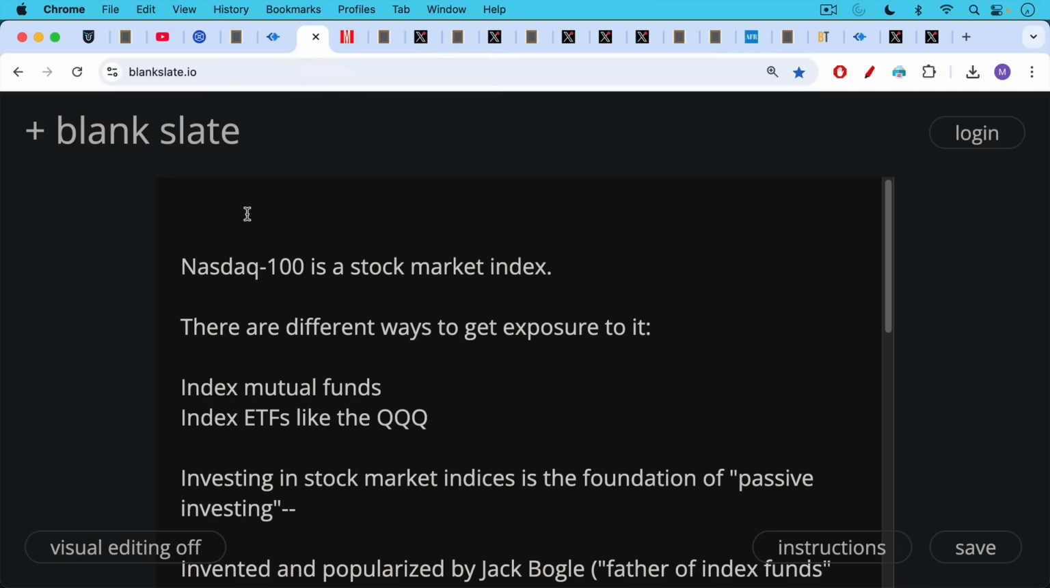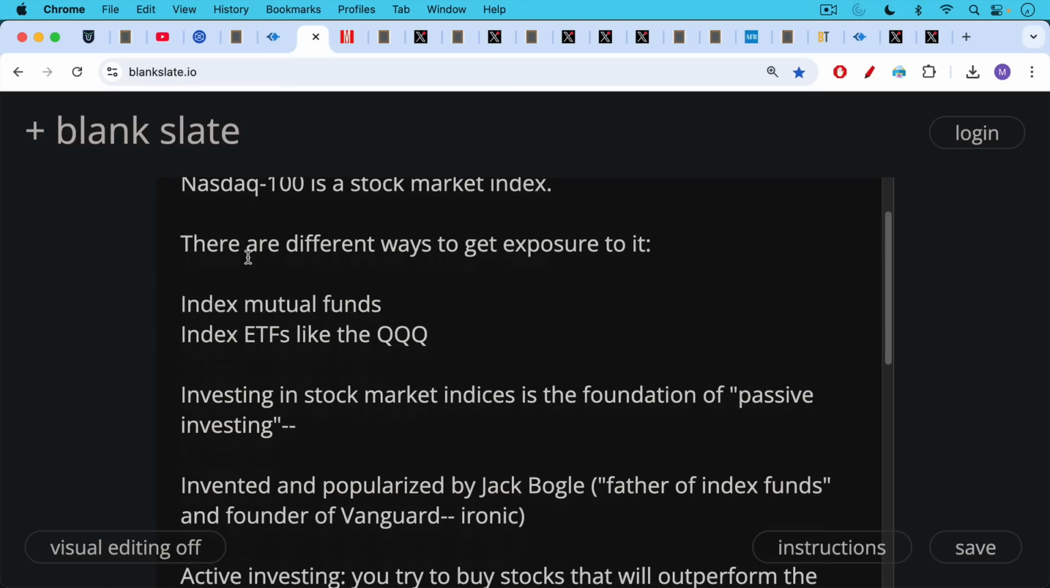So this is a stock market index. There are different ways to get exposure to it. You can get exposure to it by buying an index mutual fund, or you can get exposure to something like the Nasdaq 100 or another stock market index by buying an index ETF. And in this case, the Nasdaq 100, you can get exposure to it by buying the QQQs, which trade like a stock, but they track the Nasdaq 100 index.